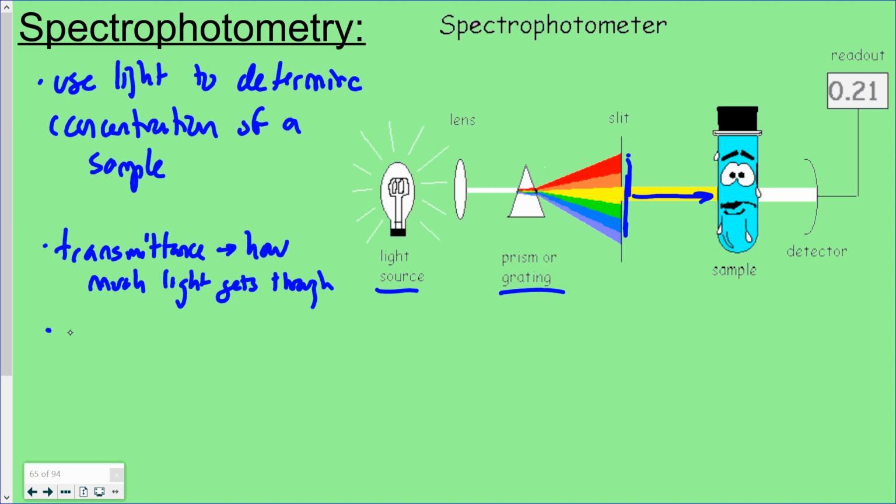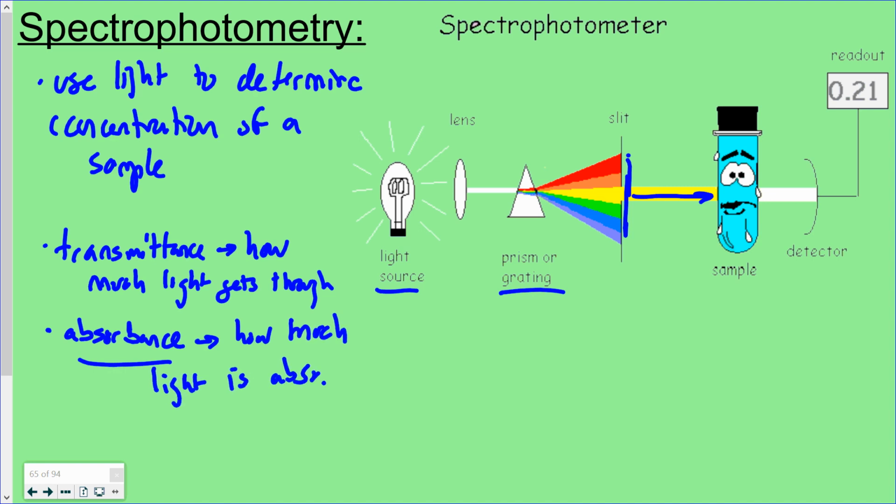Now, the opposite of a transmittance is an absorbance. And our spectrophotometers can measure that as well. And absorbance is what we cared about more in our lab. Absorbance is the opposite of transmittance. It's how much light is absorbed. The more light that is absorbed, the lower the transmittance, and the higher the absorbance.